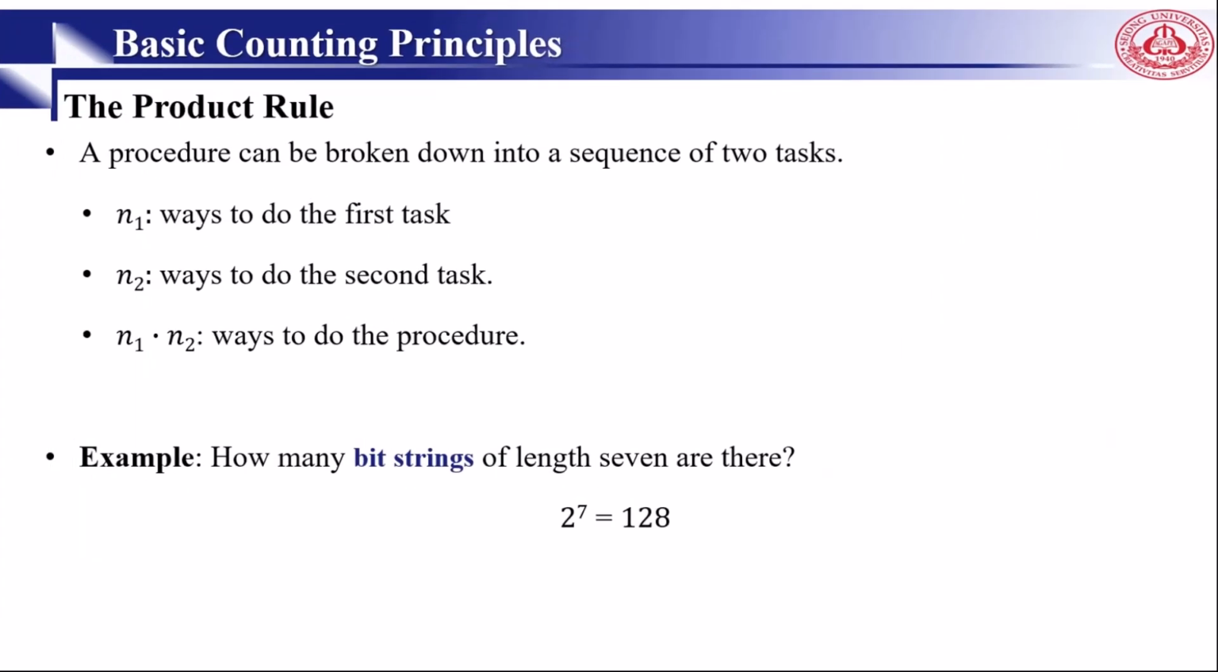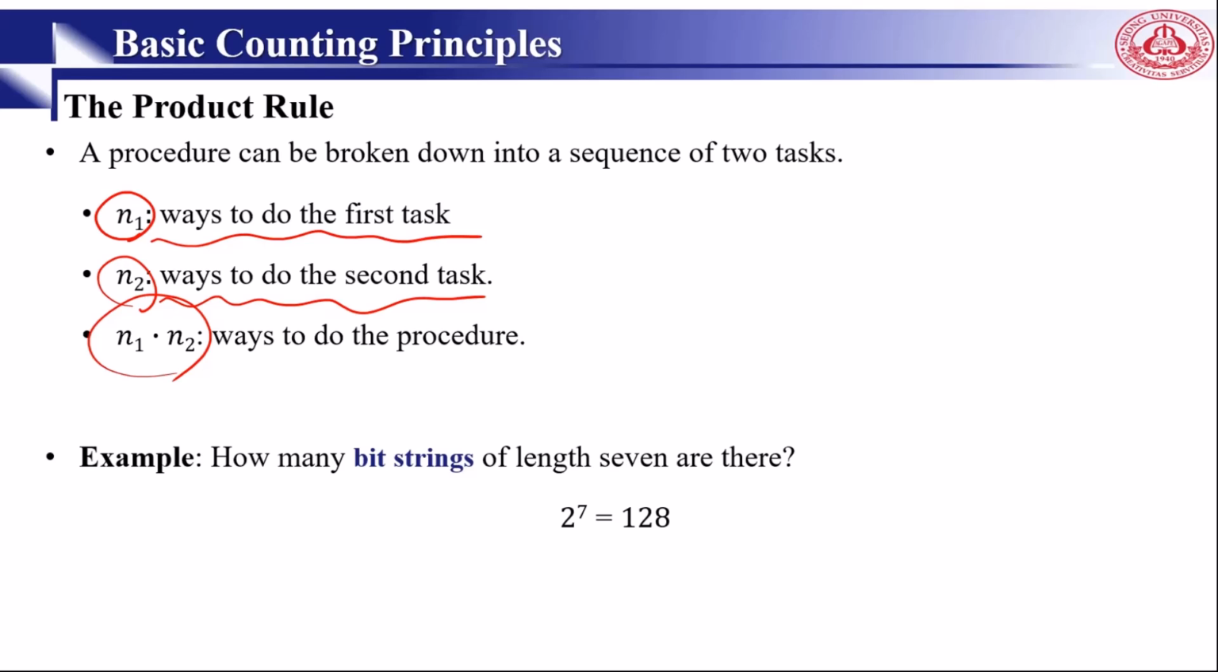The basic counting principles are product rules, sum rules, subtraction rules, and division rules. The first rule that we study is the product rule. The product rule is simply a procedure that can be broken into a sequence of two tasks. If there are n1 ways to do one task and n2 ways to do another task, then we say n1 multiplied by n2 ways are there to do the procedure.